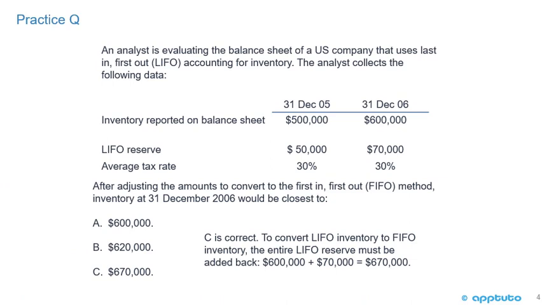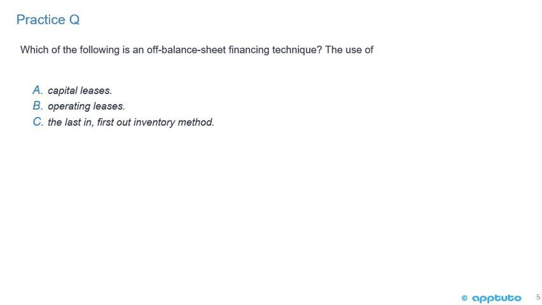I think by now that question should be pretty easy. C is correct. To convert LIFO inventory to FIFO inventory, the entire LIFO reserve must be added back. So it's just the 600,000 plus the 70,000 equals 670,000. You don't need the tax rate. You need the tax rate if you're looking at the adjustments to net income or retained earnings. Okay? Another quick practice question.